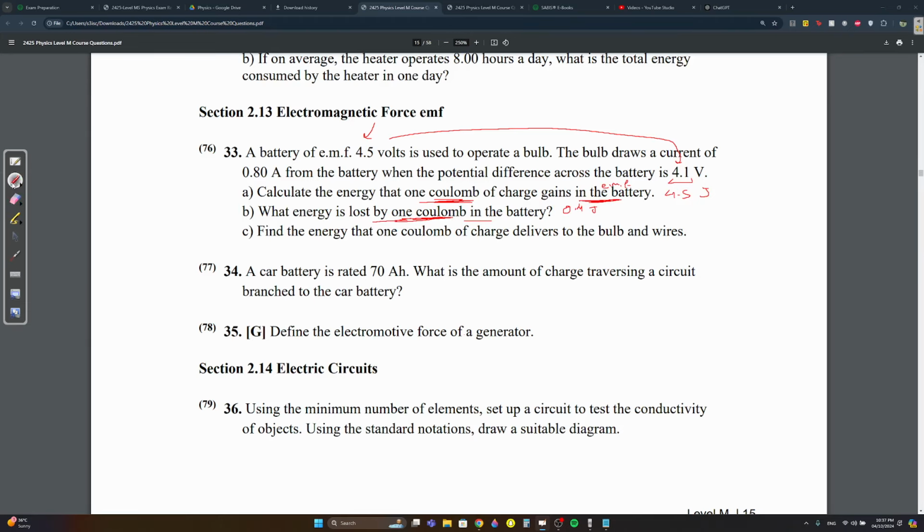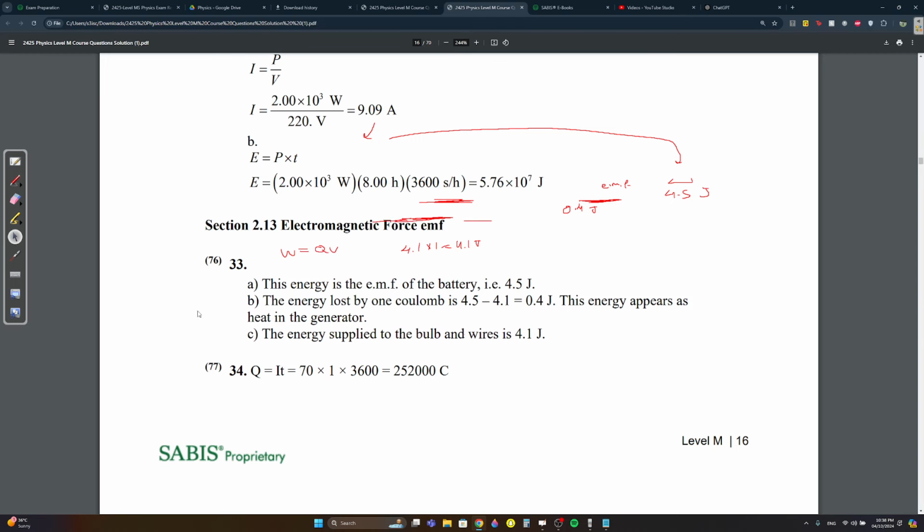Okay, find the energy that 1 coulomb of charge delivers to the bulb and wires. W equals QV. The stuff that's actually being delivered is 4.1 volts. We're saying 1 coulomb, so Q is 1. So it's 4.1 joules being delivered. Is this correct? Yes.